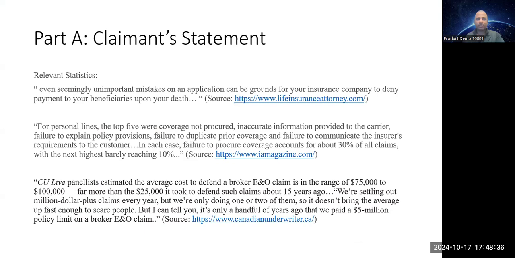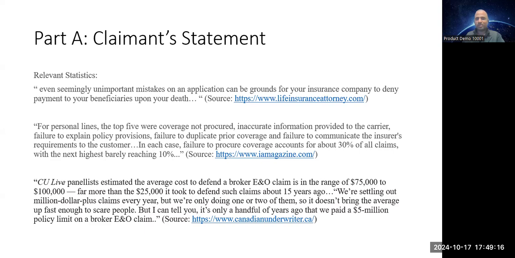All right. So some of these stats are relevant to errors and omissions, relevant to mistakes. Even seemingly unimportant mistakes on an application can be grounds for your insurance company to deny payments to your beneficiaries. For personal lines, the top five mistakes were: coverage not procured, inaccurate information provided to your insurance company, failure to explain policy provisions, failure to duplicate prior coverage, and failure to communicate the insurance company's requirements to the customer.